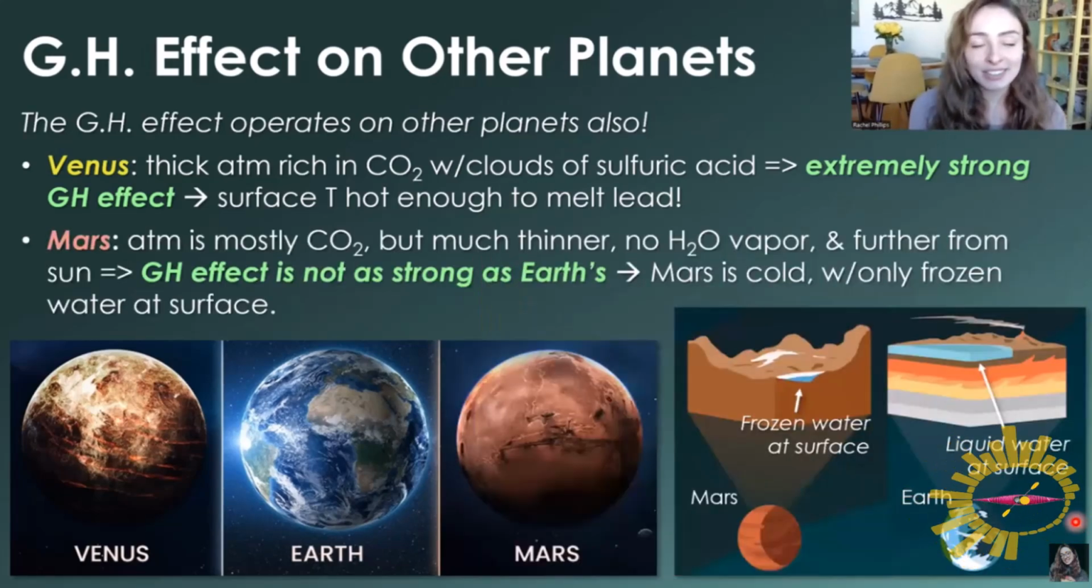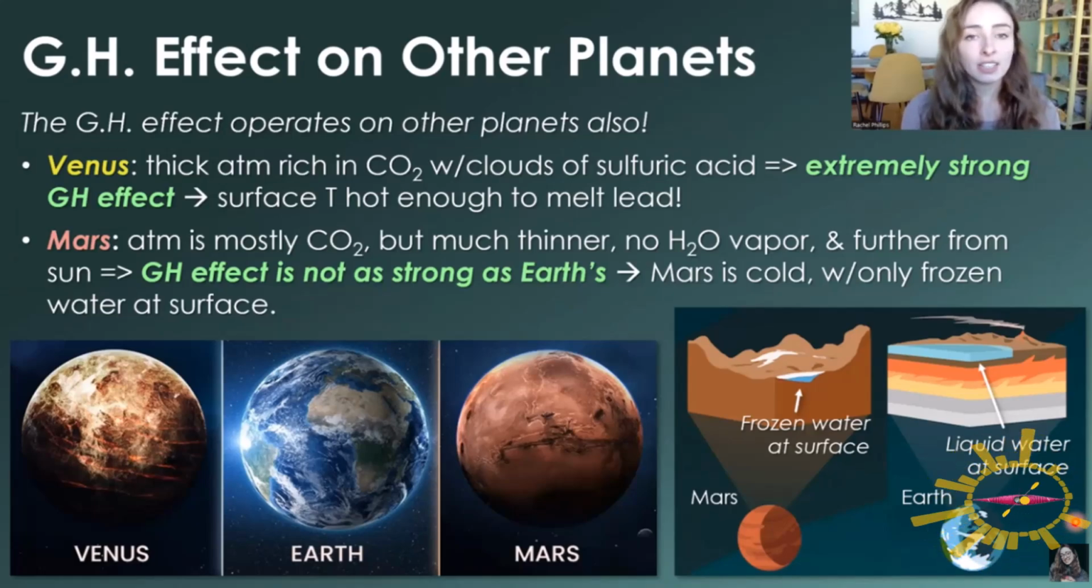And then we have Mars, which is just a little bit further out from the sun than Earth. But it does have an atmosphere, and it is rich in CO2. However, the atmosphere is thinner than Earth, and it has no water vapor, which is another major greenhouse gas for Earth's system, at least. But because of these differences, its greenhouse effect is not as strong as on Earth, and thus Mars is pretty cold. Only frozen water is present at the surface, at least today.